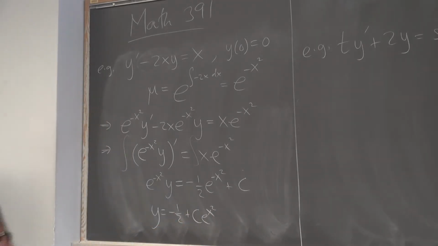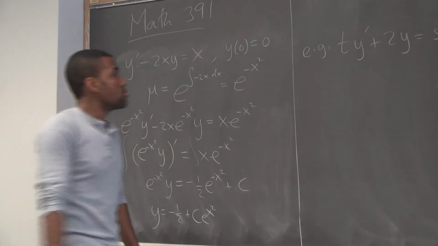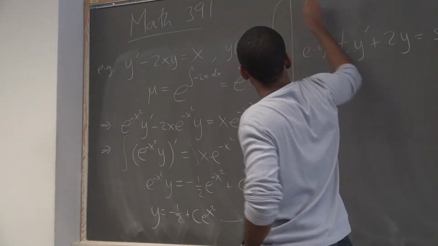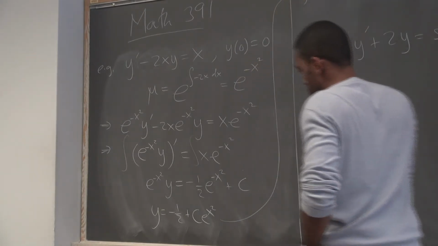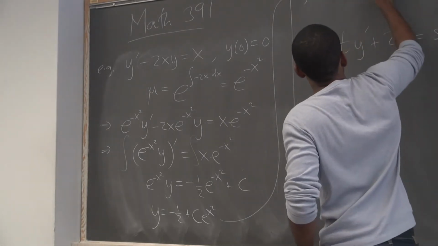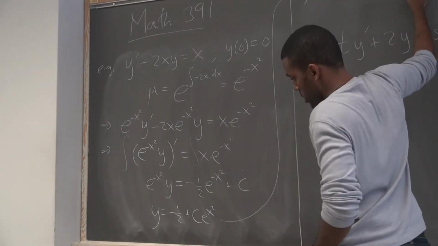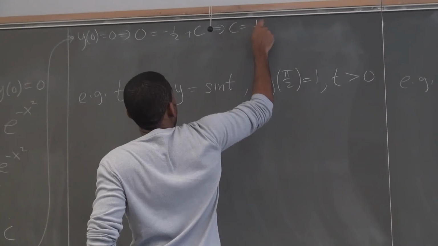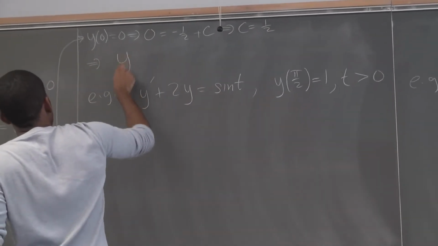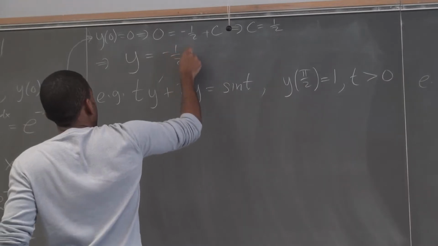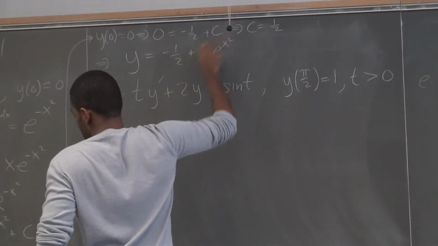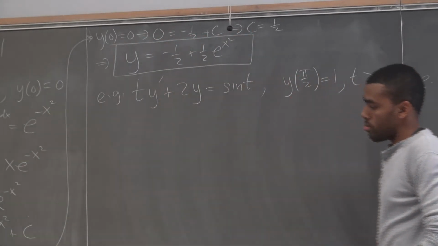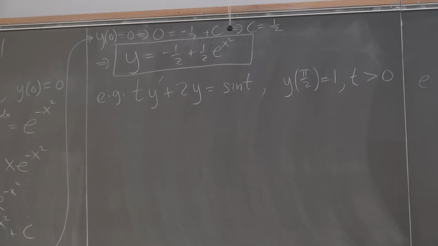And they gave me an initial condition, y of 0 equals 0. This means if I plug in x equals 0, I get y equals 0. So 0 is equal to minus 1/2. If x equals 0, I just get c. It means that c is 1/2. This means that finally the solution is minus 1/2 plus the half e to the x squared. And that is the solution to my differential equation.